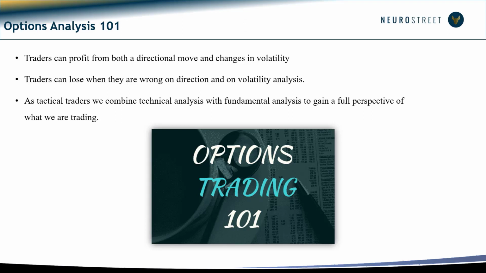Analysis. When we talk about trading, like actually using options as a vehicle for trading, we can profit from both directional and volatility. So there's different ways we can actually profit in the market. And so traders can actually lose when they're wrong on direction or on volatility. So you could actually be right. You may think your option is actually going to give you a payout, and then all of a sudden it doesn't because the volatility was also going against you.